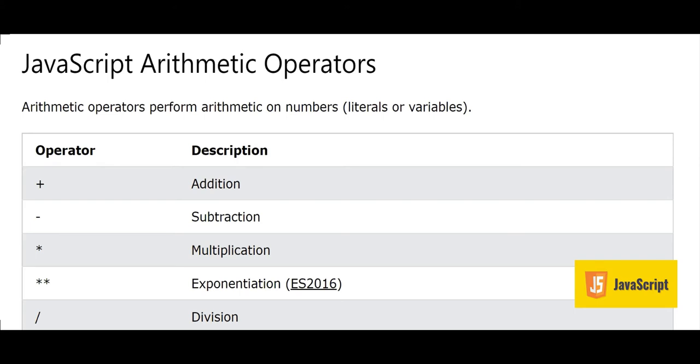So in this video we are going to study JavaScript arithmetic operators. So let's start. What are arithmetic operators? Arithmetic operators perform arithmetic on numbers, literals and variables, right?